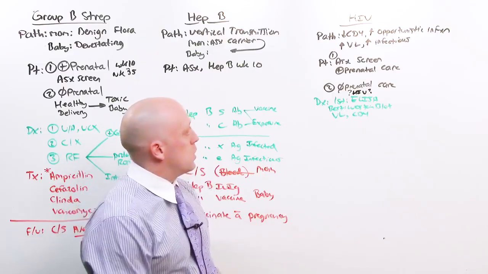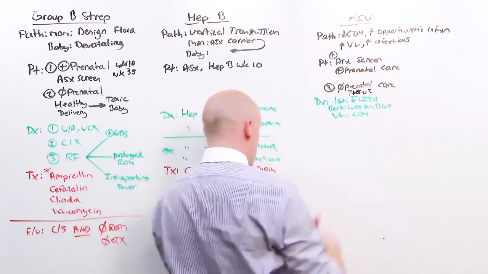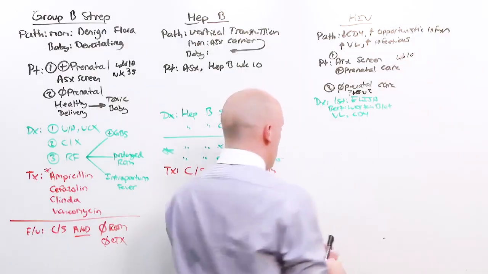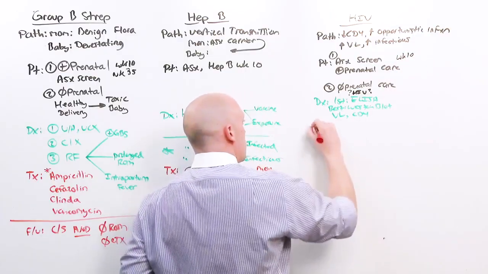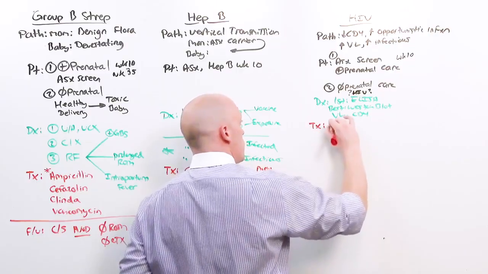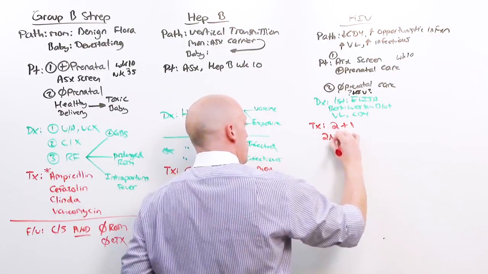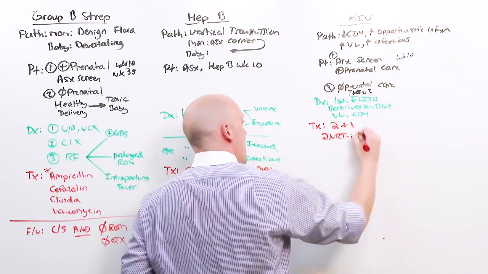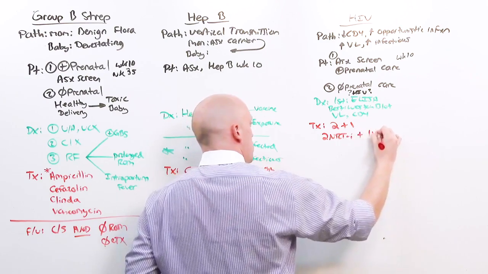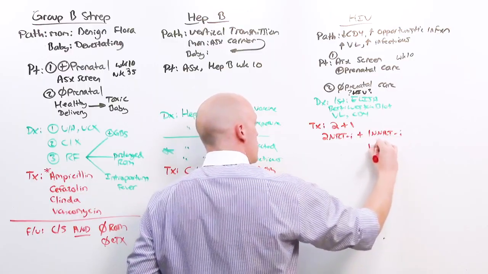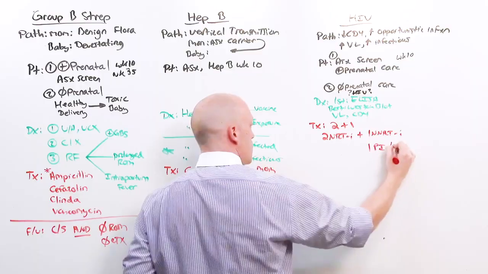Let's talk first about what you're going to do for a mom who gets an asymptomatic screen early on in her pregnancy, around week 10. How do you treat her? The goal is to get the viral load down. And the way you treat HIV is 2+1. It is 2 nucleoside reverse transcriptase inhibitors and 1 non-nucleoside reverse transcriptase inhibitor, or 1 protease inhibitor, and protease inhibitors get boosted with ritonavir.